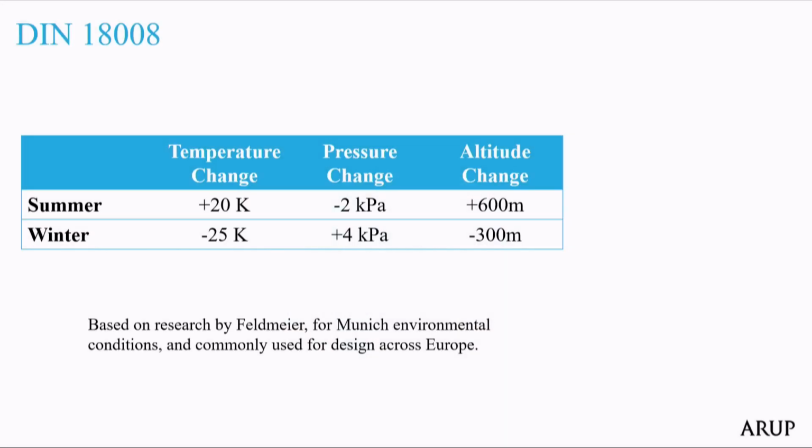And the DIN defines two cases, a summer case, which is the most onerous expansion condition, and a winter case, which is the most onerous contraction condition. And for each of the three areas I've talked about, the temperature, the pressure, and the altitude, a change is defined for these conditions. And going back into the history of this, it is based on a lot of research by Feldmayer, and the climate that was chosen for this is particularly focused on Munich, the city of Munich in Germany. Although I must say that as designers, it's pretty common to use these values widely across Europe and in some cases around the world.